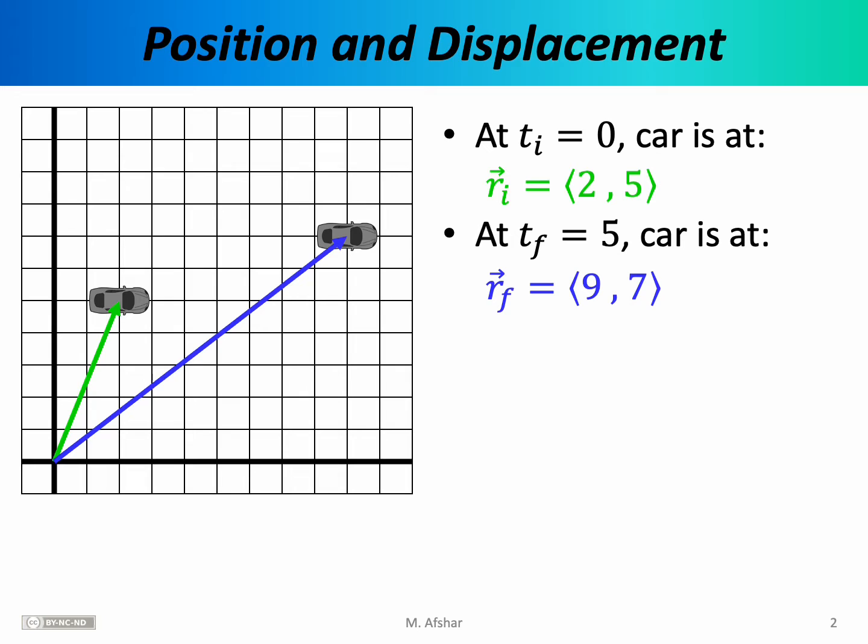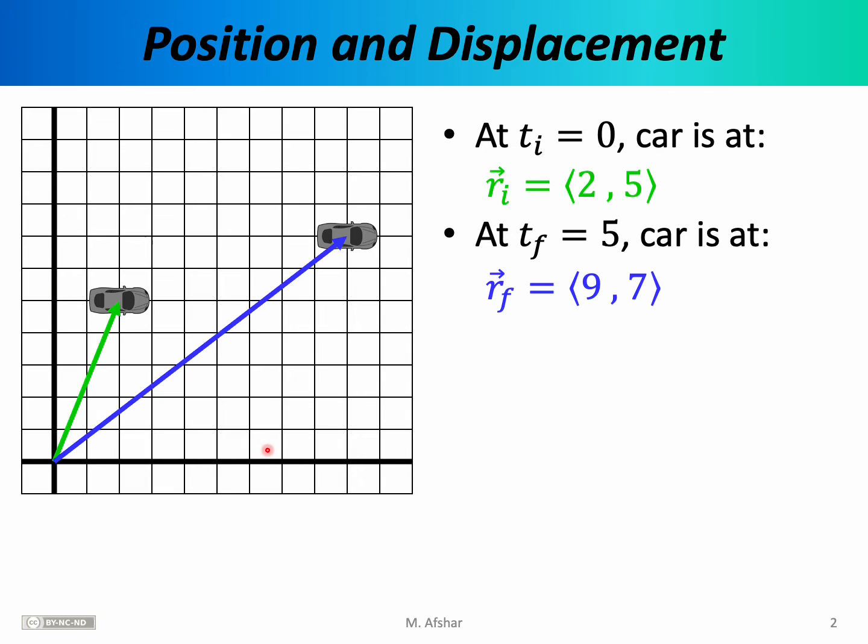We'd like to talk about the motion of objects that are simultaneously moving in the x direction and in the y direction. To help us understand that kind of motion, consider the scenario depicted here. We have a car. Initially, it is located over here, and a few seconds later, it is located over here.